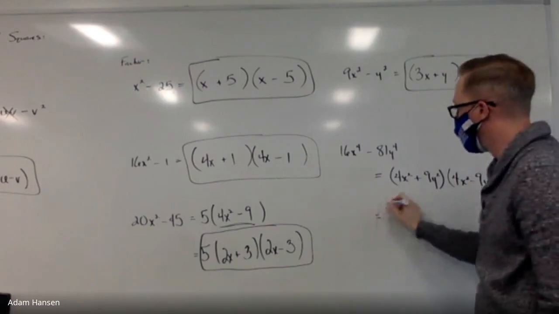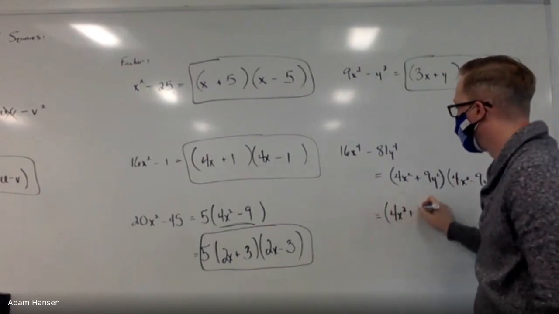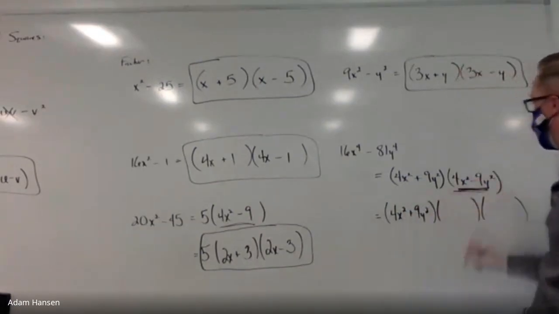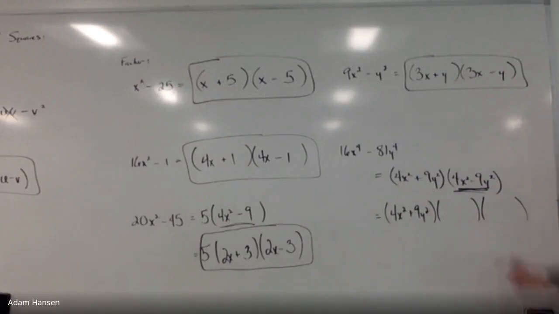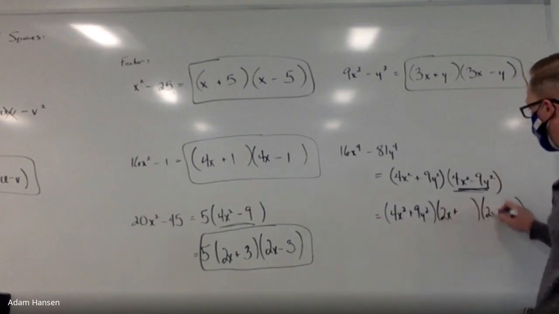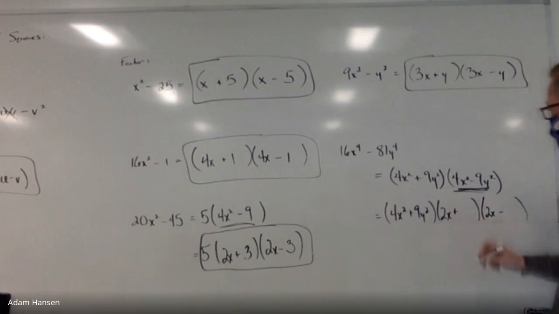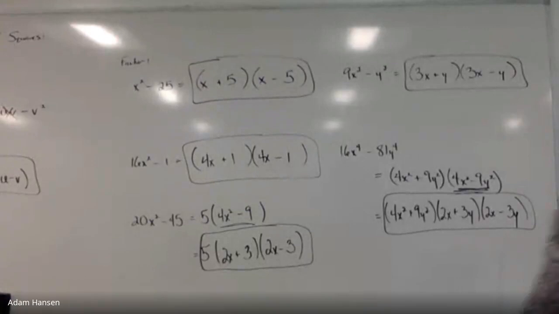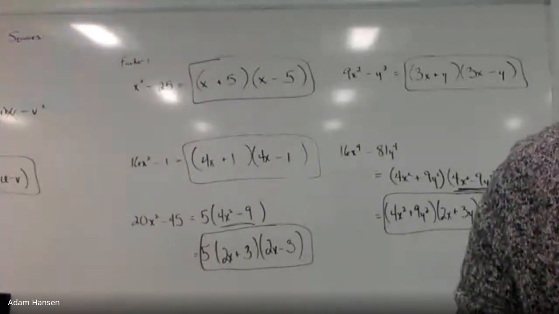So let's bring down the first, which was 4x squared plus 9y squared. Now we're going to break apart 4x squared minus 9y squared. I'll have a plus sign here and a minus sign here. 2x, I like, for 4x squared. Makes sense to me. And keep factoring using difference of two squares.